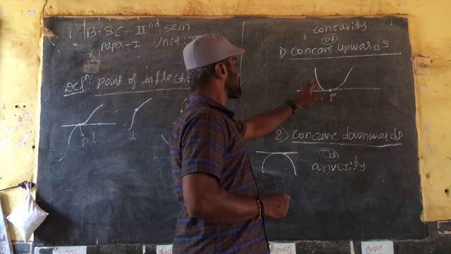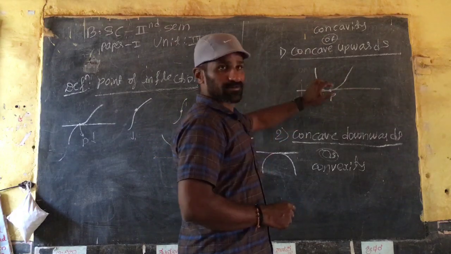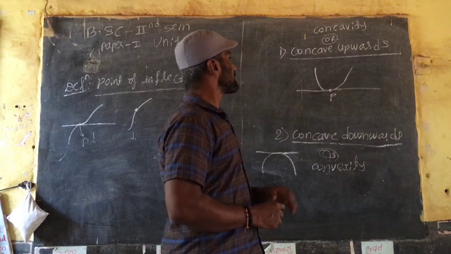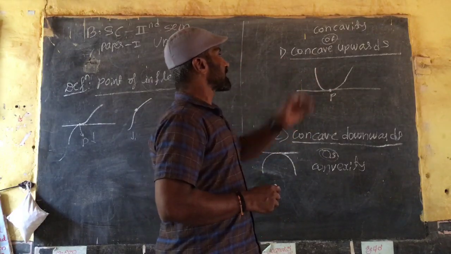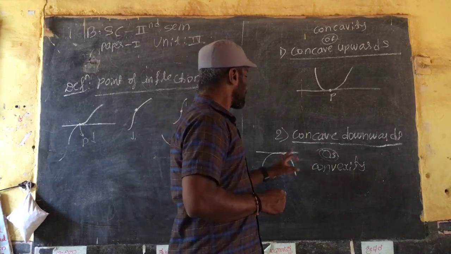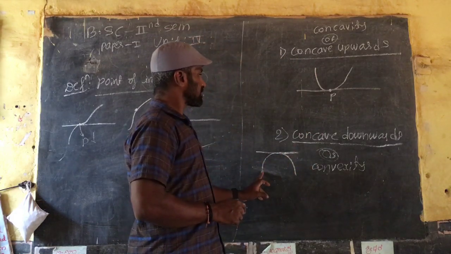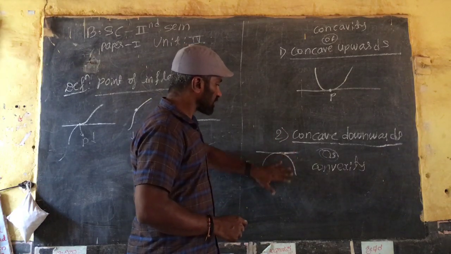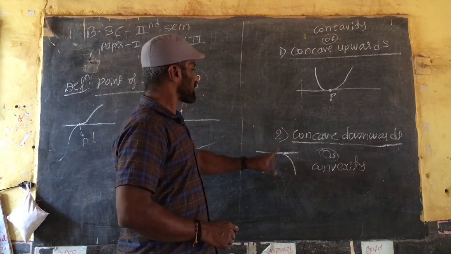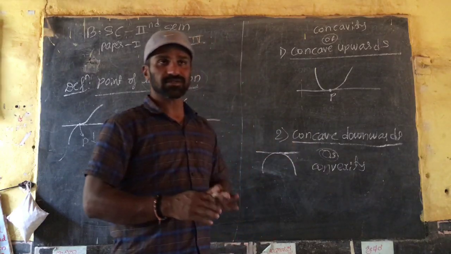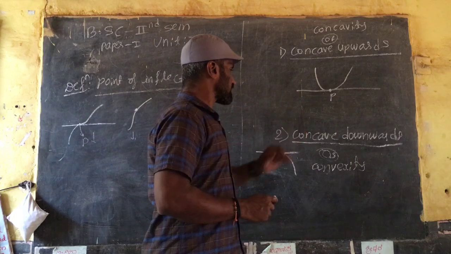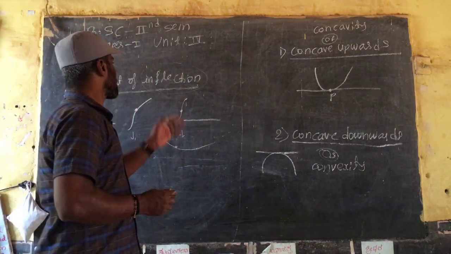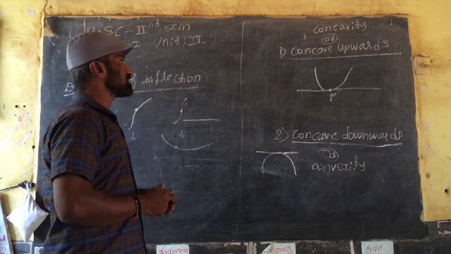A curve which lies above the tangent at point P is called concave upwards. A curve which lies below the tangent, this is the tangent line and this curve is below the tangent, is called concave downwards. This is the concept of concave upwards, concave downwards, and point of inflection. These are the types of inflections. So how do we solve this?